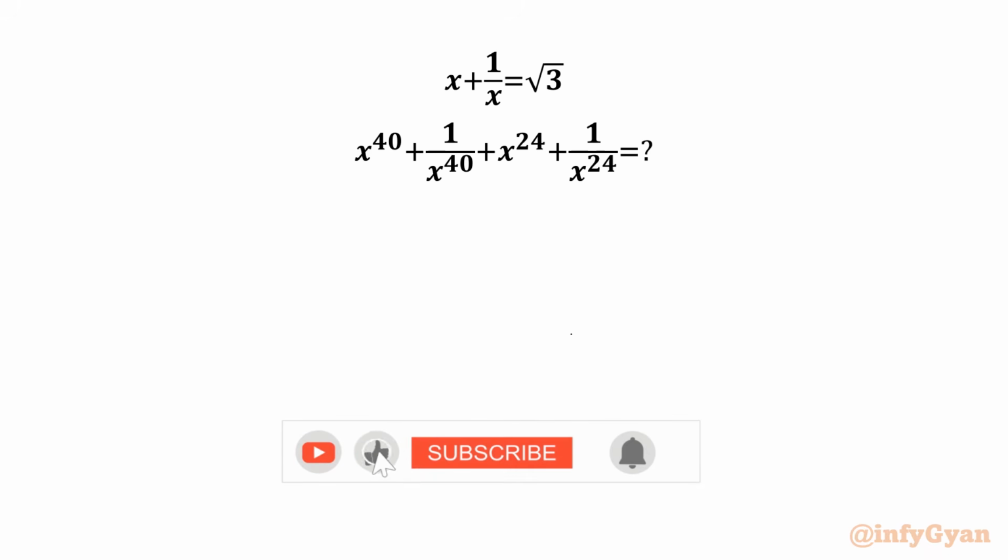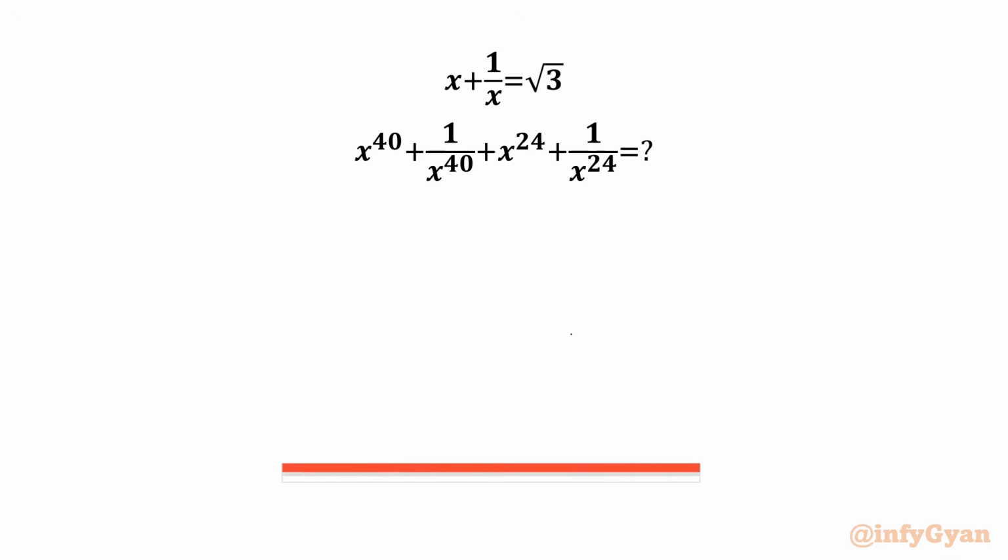Today in this video, we have one very interesting and challenging question from algebra. Here we have x plus 1 over x equal to square root 3. Then we have to find x power 40 plus 1 over x power 40 plus x power 24 plus 1 over x power 24. So let's get started by writing required expression equal to E first.